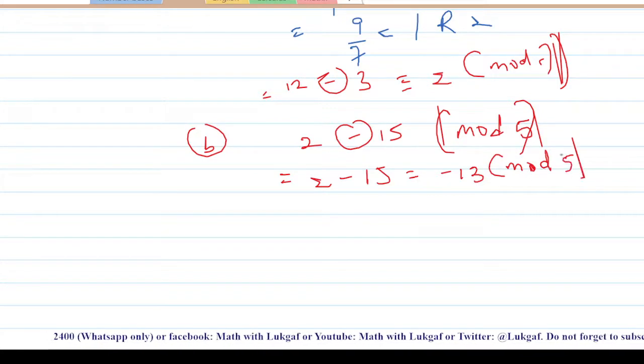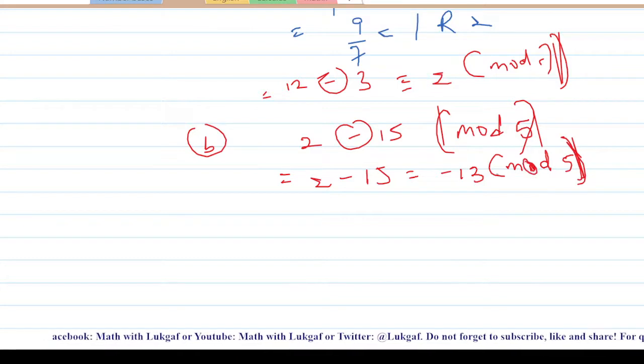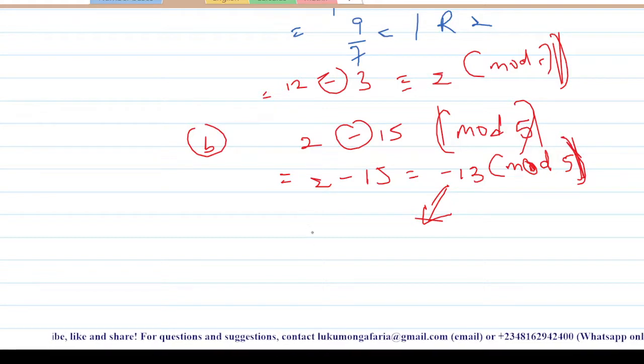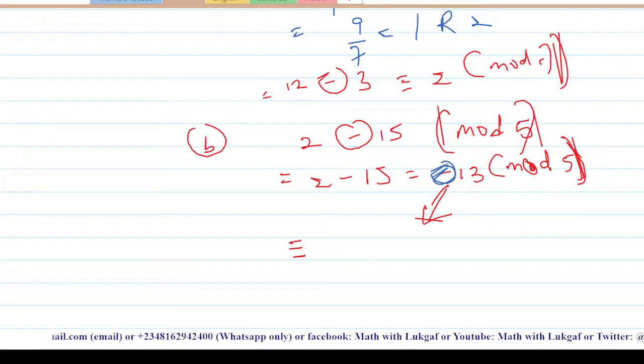And minus 13 is not among the residues of modulo 5. Then you have to convert this to the simplest positive form. And to do this, don't forget the approach I told you. It is very simple. Just first of all, get rid of this negative from your mind. So then you have 13. Then think of a multiple of 5 that is greater than 13, the one that is closest to 13. You know that is 15.